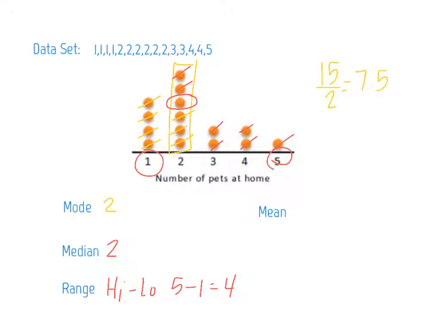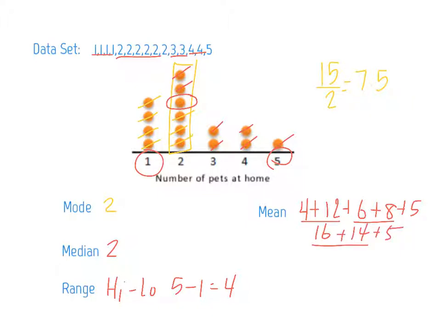Now the mean one. The mean one says you're doing all the work. So what numbers do you have to add up? Well, you have 4 ones, so that means that's 4. Plus you have 6 twos, which is 12. You have 2 threes, that's 6. And you have 2 fours, which is 8, and then you have a 5. And it looks like that would be 16. 6 plus 8 is 14, plus 5. 16 plus 14 would give you 30, plus 5 is 35.